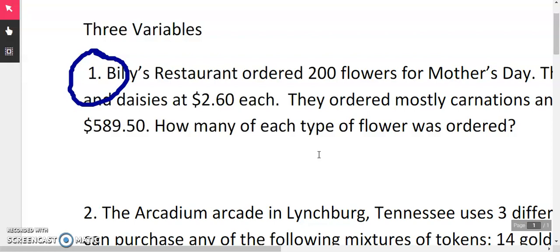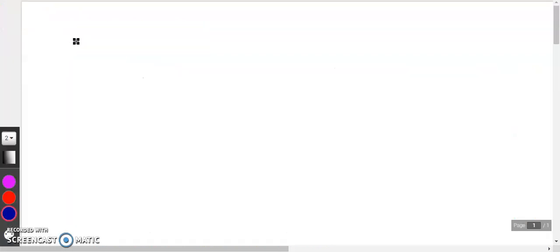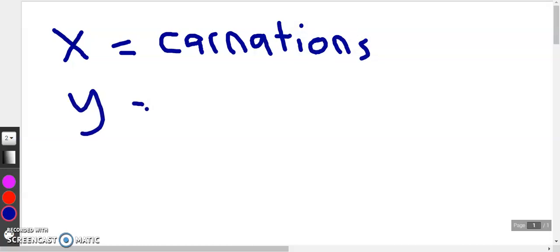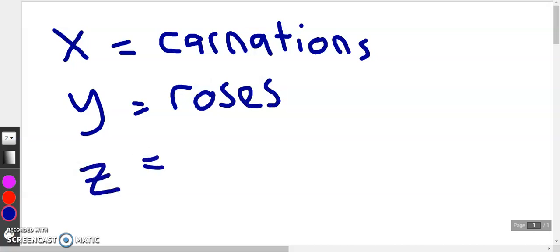So the first thing I'm going to do is just write down what my variables are. I'm going to let X represent my carnations, Y can equal my roses, and Z can equal my daisies.